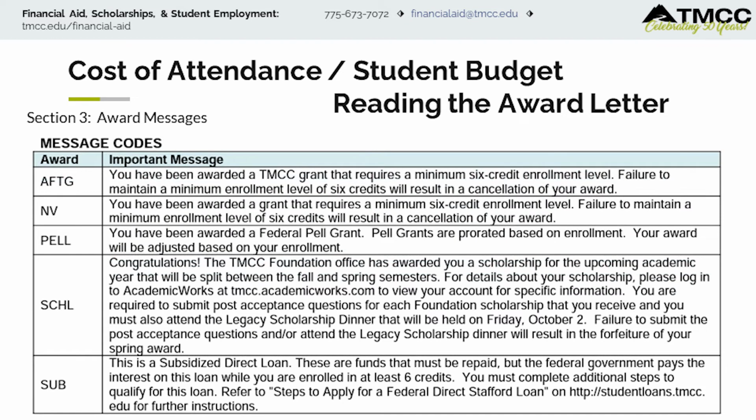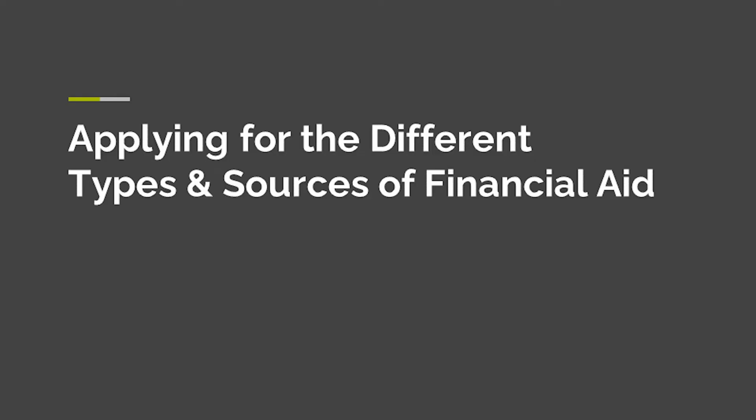The final section of the award letter is the important messages section. Here we break down what the student is awarded and in most cases the requirements for keeping that award. Now that we have covered the basics, let's move into the types and sources of financial aid that are available.